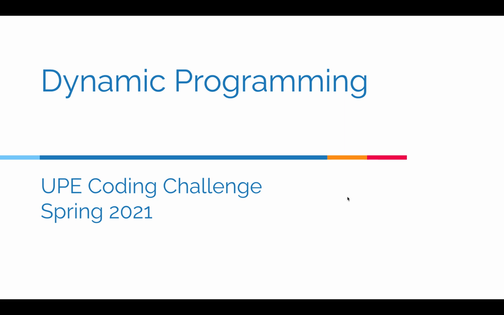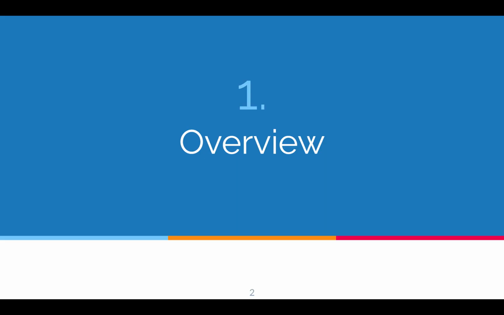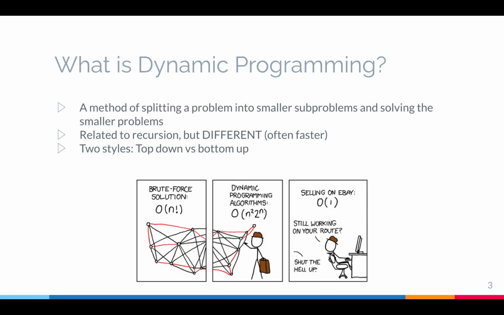We're going to talk about dynamic programming, which is a very important skill to have that could help reduce the time complexity of a lot of recursive functions. So first, let's talk about what dynamic programming is. It's a method of splitting a problem into smaller subproblems and solving the smaller problems. So this might sound a lot like recursion, but it's different and it's often a lot faster than it.